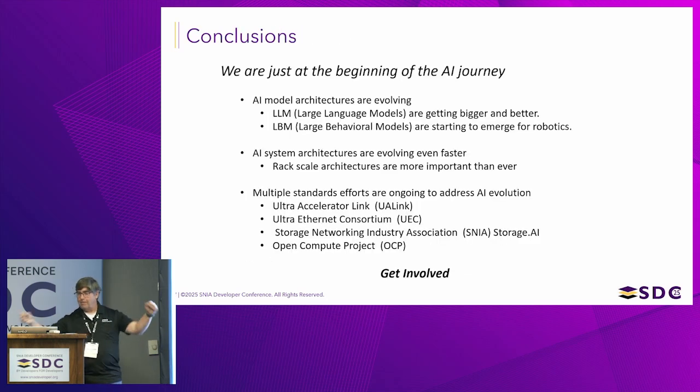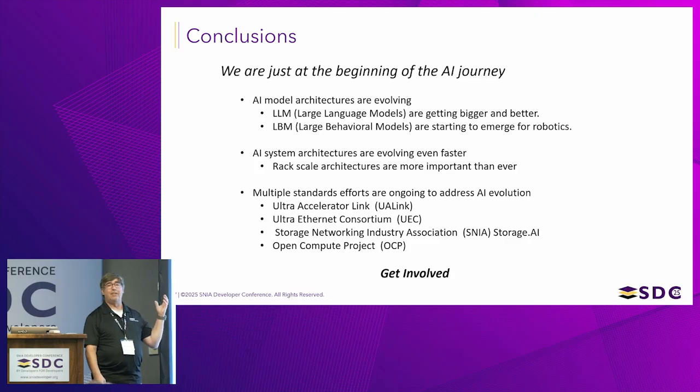So my conclusions: we're just at the beginning of this thing. Everything is getting bigger, everything's getting faster. LLMs are the talk of the town right now, but there are things like LBMs, large behavioral models, which are used to control robots. Those are starting to come out. These AI systems are evolving very quickly, to the point where it's not good enough to be a silicon vendor anymore. You have to be a system vendor, because all of this stuff fits together and everything affects everything else.